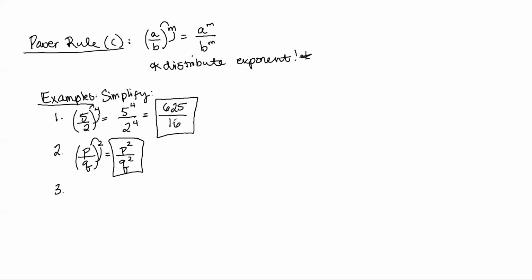Let's go ahead and try one more. 1 over x in parentheses to the 10th. And again, we're going to distribute. So we get 1 to the 10th over x to the 10th. And 1 to any exponent is still 1. So we're taking 1 and just multiplying it by itself. X to the 10th, we can't simplify that because we don't know what x is. So we get 1 over x to the 10th.